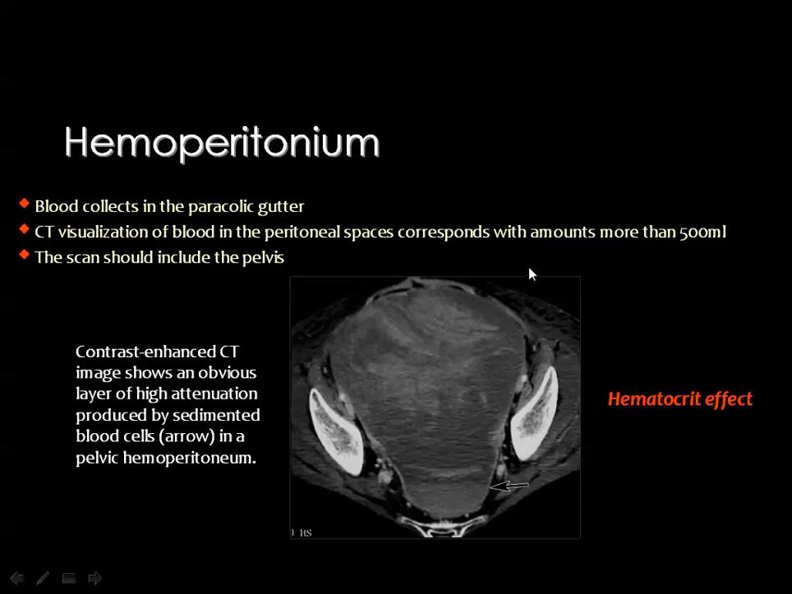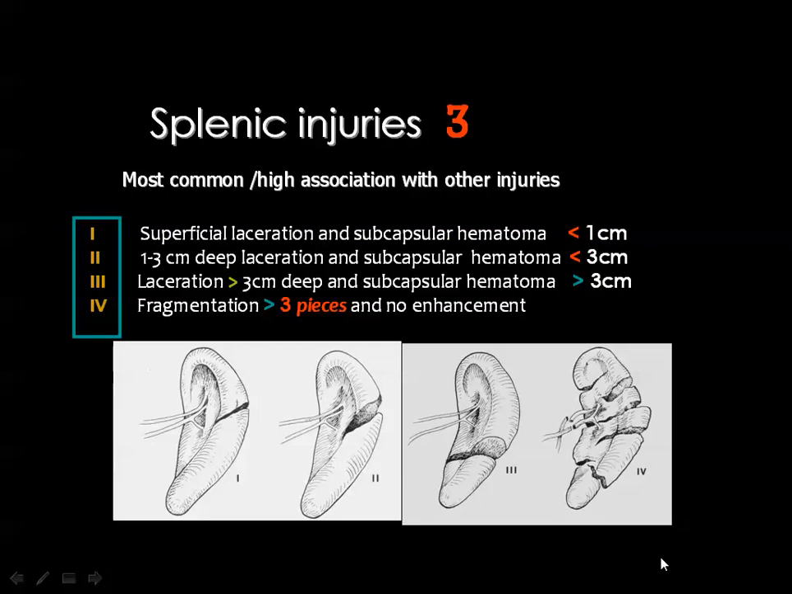Then the CT visualization of blood in the peritoneal spaces corresponds with amounts more than half a liter, as you know, and the scan should include the pelvis because there may be a collection lower down in the pelvic cavity, of course. Then we come to the solid organs in the abdomen, starting with the most commonly injured organ inside the abdomen, which is the spleen.